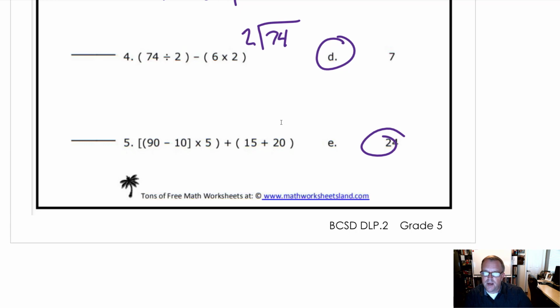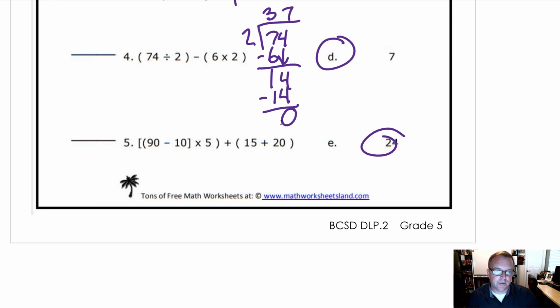So let's divide it by 2. How many 2's can we get out of this 7? 3 of them. 3 times 2 equals 6. Subtract, right? 7 minus 6 equals 1. Bring down this 4. How many 2's are in 14? 7 again, right? Like the other problem we did. 7 times 2 equals 14. Subtract, and we have a remainder of 0. So our answer is 37 there, right?